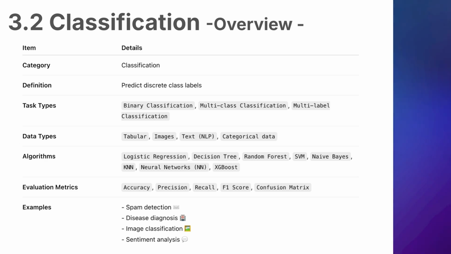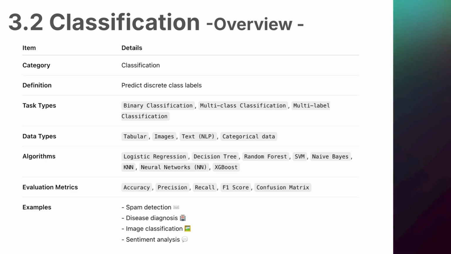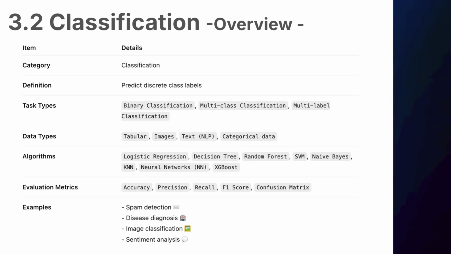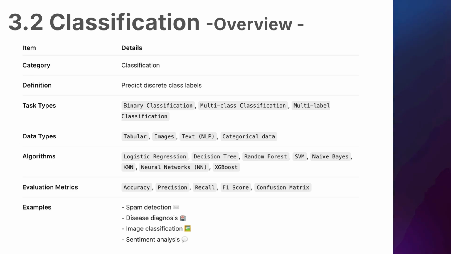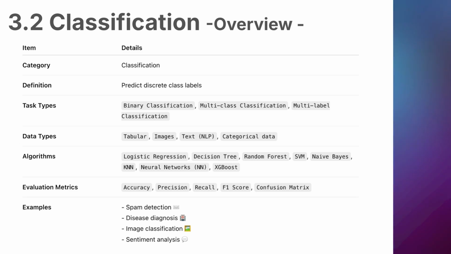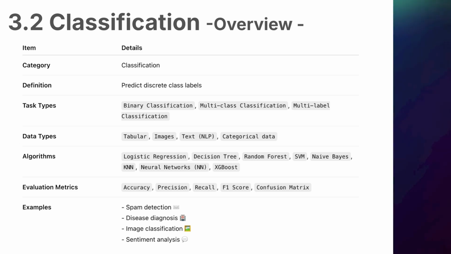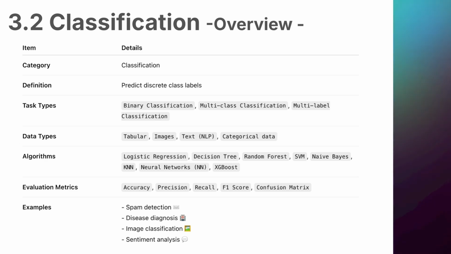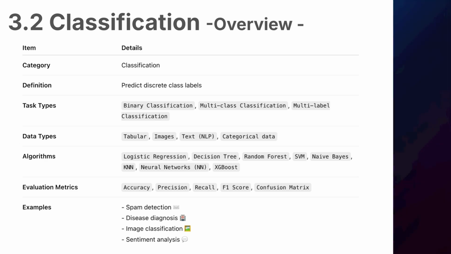Several algorithms are commonly used in classification tasks. Logistic regression for linear decision boundaries, decision trees and random forest for nonlinear problems, support vector machines for high-dimensional data, naive Bayes for probabilistic classification, k-nearest neighbors for distance-based classification, neural networks for more complex patterns in image or text data, and XGBoost.